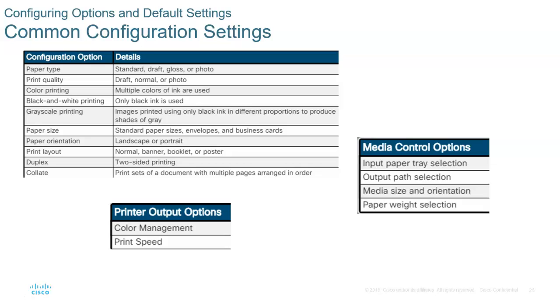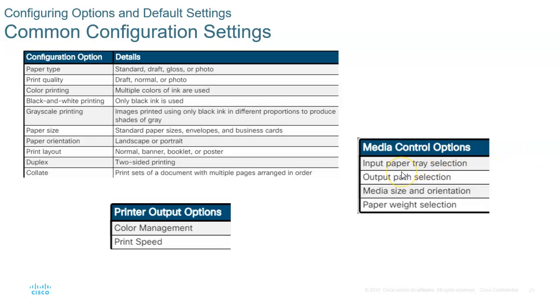use those features. In terms of configuring your device, these are just some common configuration settings. What type of paper, what print quality do you want? What are you going to do? Color, black and white, grayscale, standard size of paper, orientation, portrait, landscape. Are you going to print normal, banners, booklets, posters, two-sided printing, collation? So those are some configuration options.